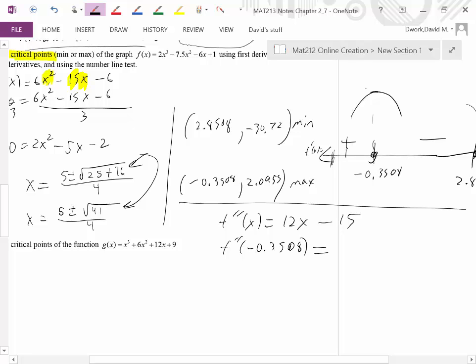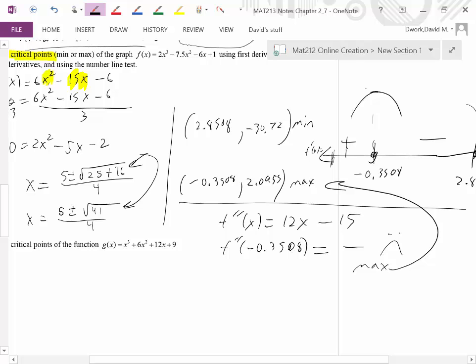The nice thing is we don't really care what the number is. All we care about is whether it's positive or negative, because positive means concave up, negative means concave down. If you think about it, negative times 12 and change is going to make a negative number. A negative number minus 15 is going to make a negative number, which means we're concave down, because negative people are sad, and therefore that means we have a max. Notice that that agrees with what we already found.